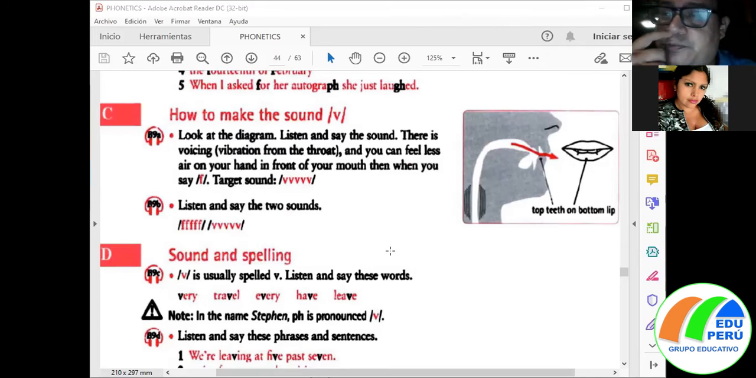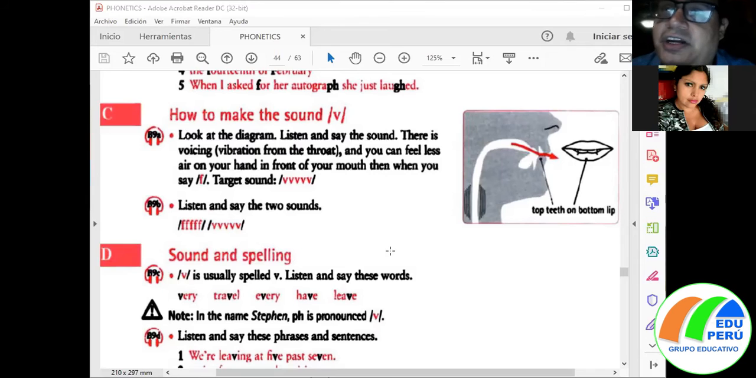There is another way to pronounce these consonants. Remember when we talk about consonants, one of the differences, apart from vowels and consonants, is the interruption of air, no? Vowel sounds are not interrupted. The air is not interrupted. In consonants, the air is interrupted. This is another difference.